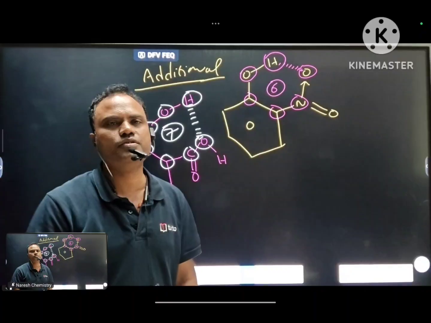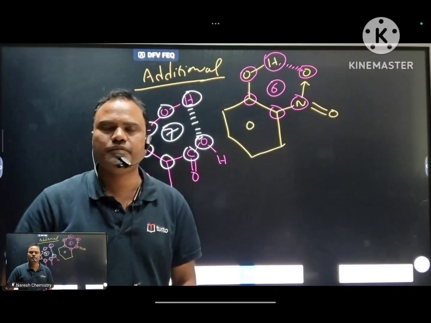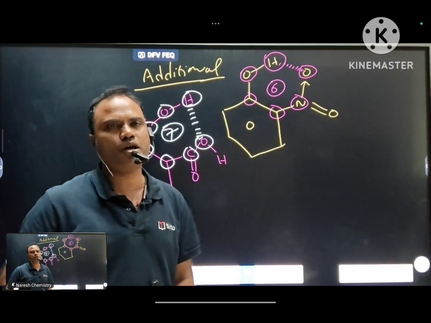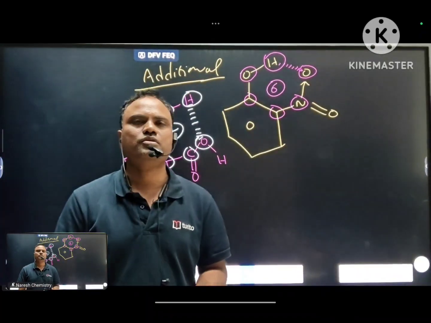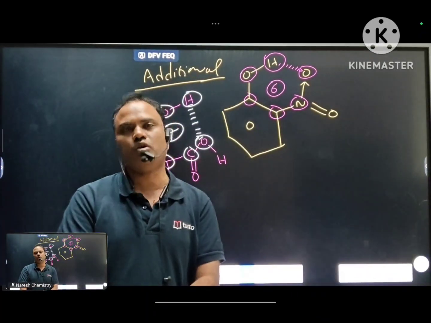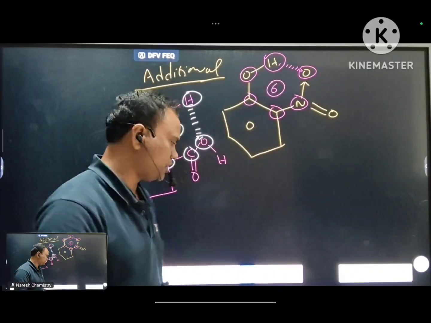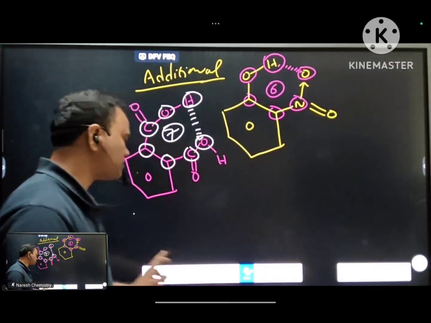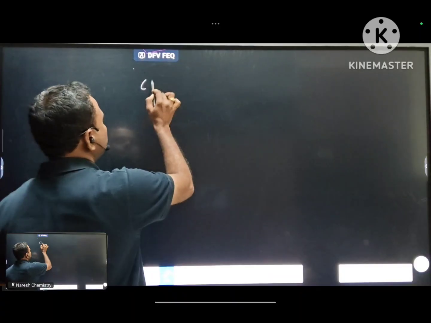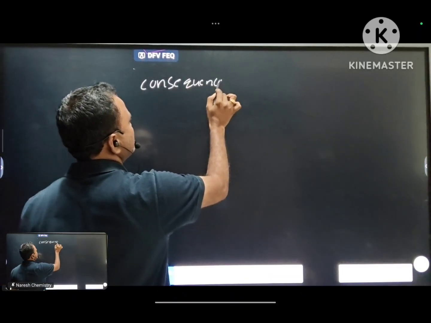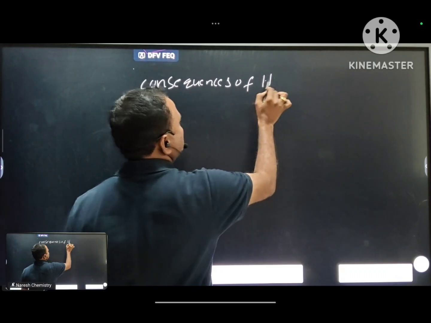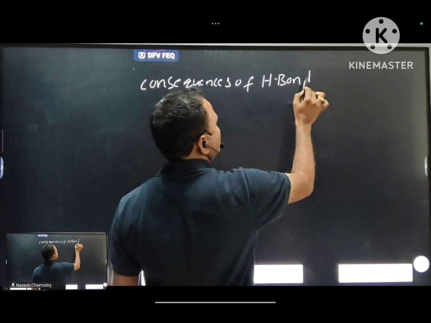Finally, consequences of hydrogen bonding. Very important. Orthonitrophenol, paranitrophenol: which is more volatile, which has the higher boiling point, which is soluble in water. Most important table we are going to discuss. Right, consequences of hydrogen bonding.